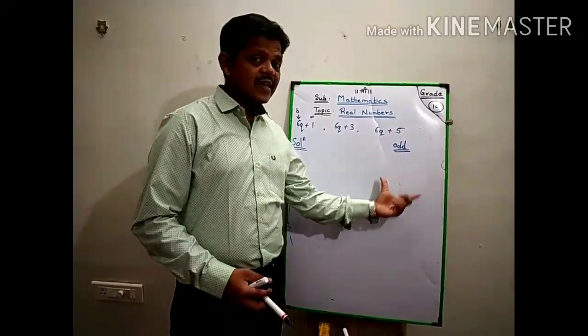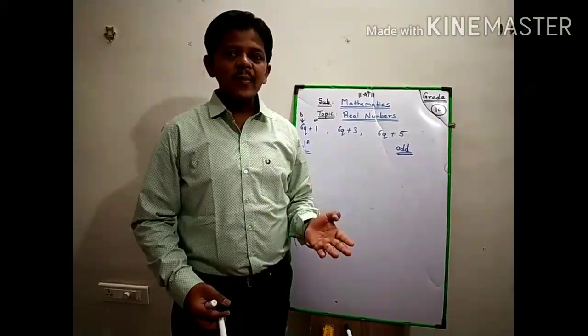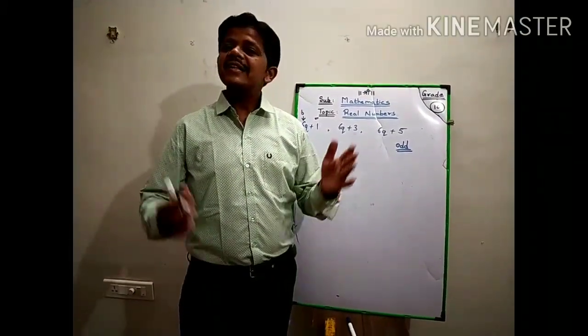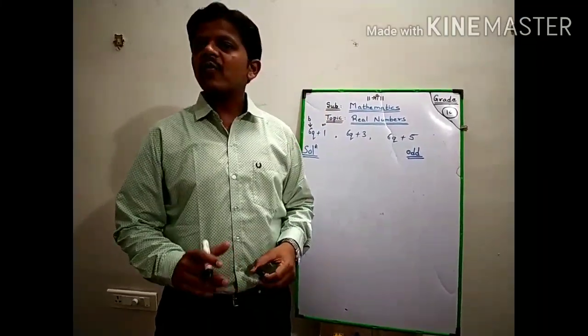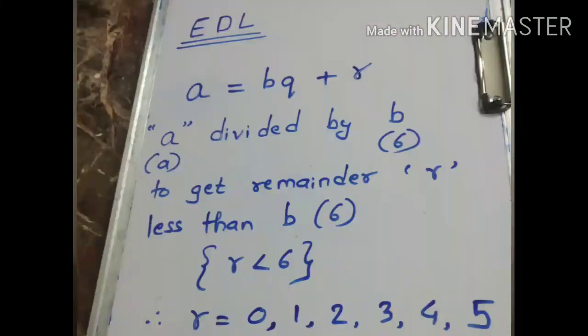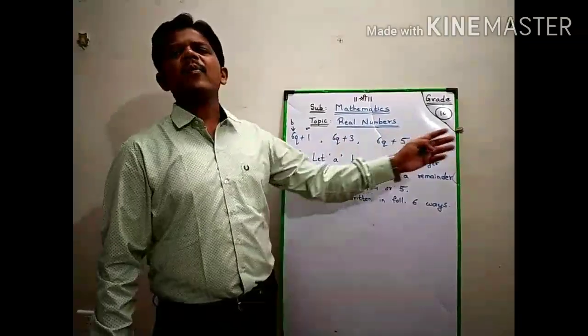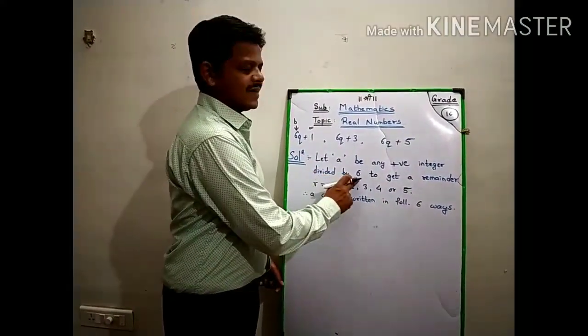Now, just now we had seen in the earlier case, when we divide by 6, R will take how many possible values? Yes, 6 possible values. Which are those? 0, 1, 2, 3, 4 and 5. So that's what I am going to write. We are always going to start this answer with this statement only, compulsory. Let a be any positive integer divided by, now if the form is 6q, so divided by 6.